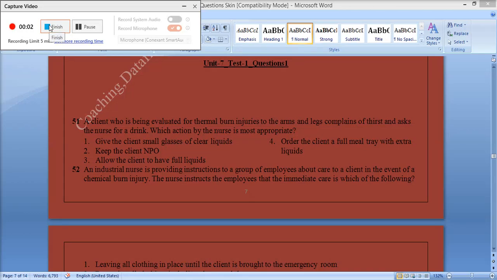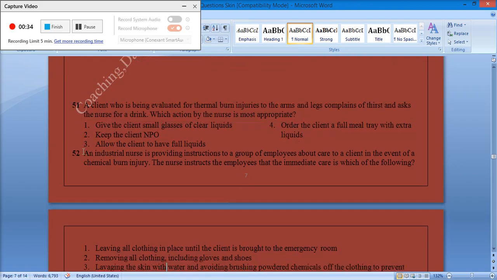Unit 7 test questions. 151. A client who is being evaluated for thermal burn injury to the arm and legs complains of thirst and asks the nurse for a drink. Which action by the nurse is most appropriate? 1. Give the client small glasses of clear liquids. 2. Keep the client NPO. 3. Allow the client to have full liquids. 4. Order the client a full meal tray with extra liquids. The correct answer is 2. Keep the client NPO.